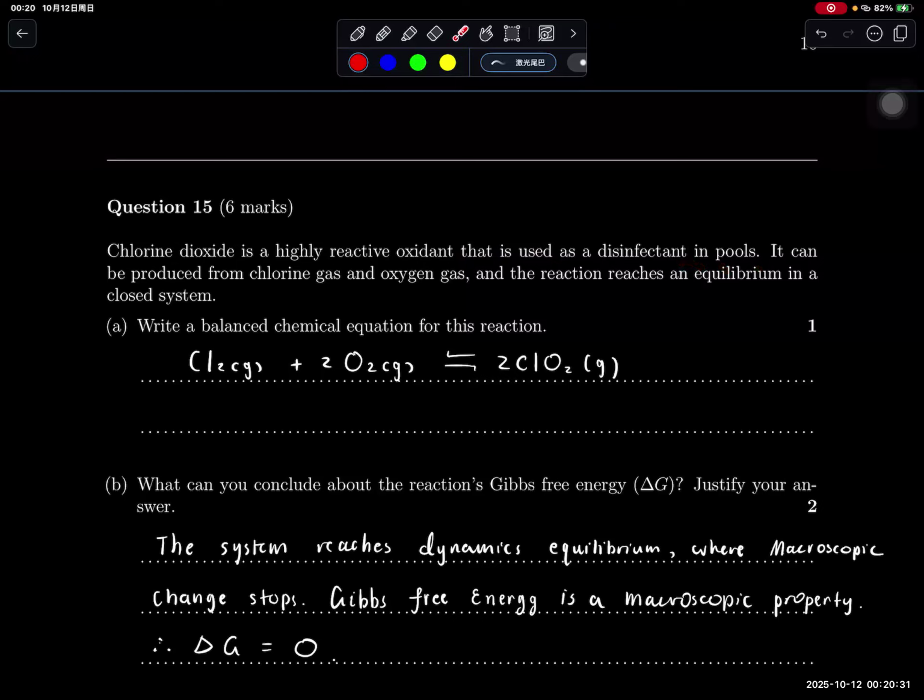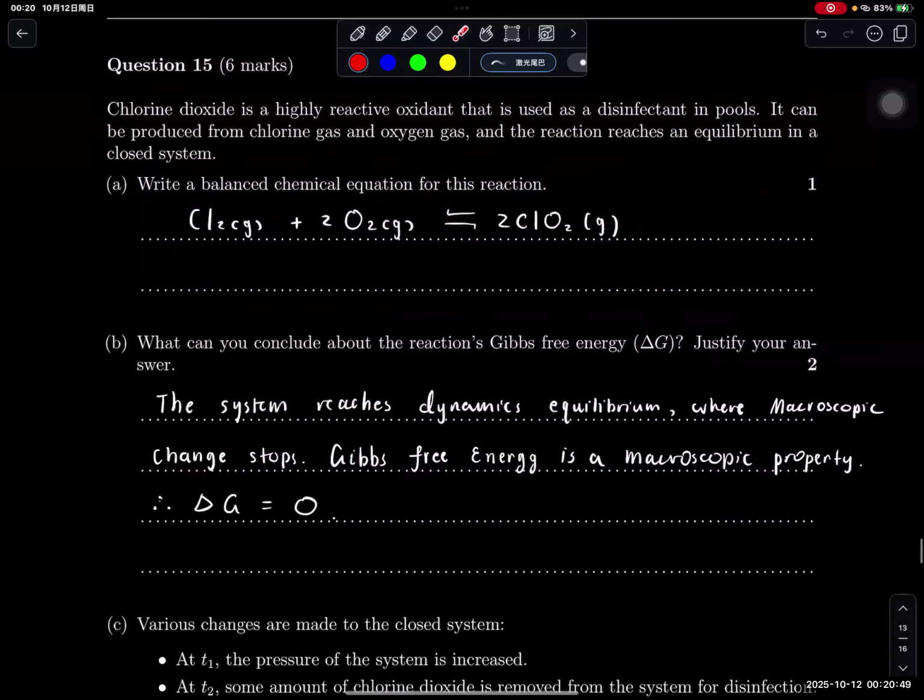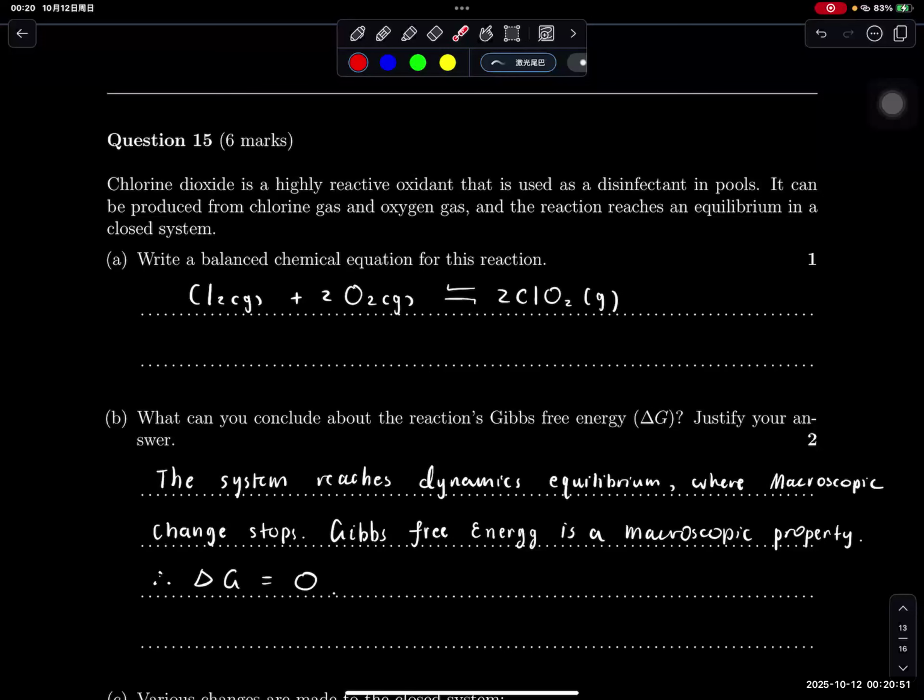It can be produced from chlorine gas and oxygen gas, and then the reaction reaches equilibrium in a closed system. The balanced equation will be something like this. It literally just tells you the equation in words, so just translate that. I know you have never seen this before, but you can translate from the question. And this is going to happen in HSC. They're going to give you something you've never seen before, with the hope that you can write it down using your general chemical knowledge and common sense.